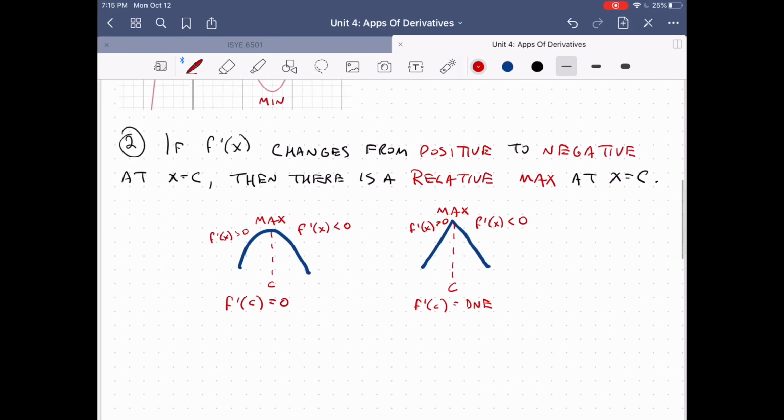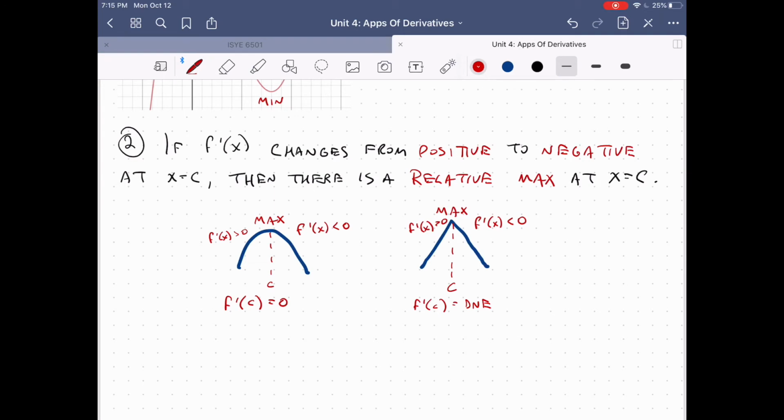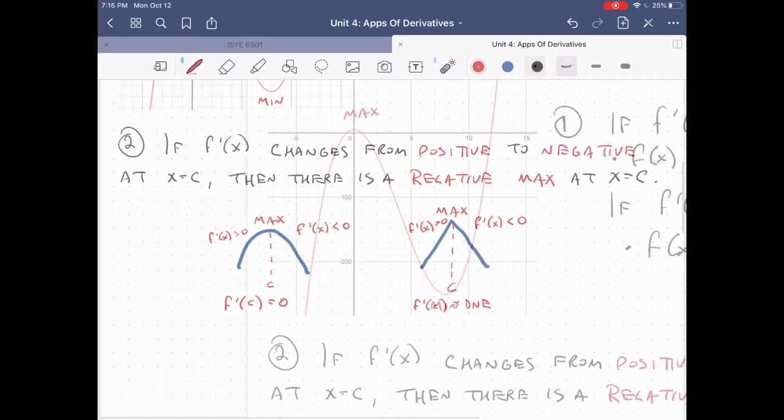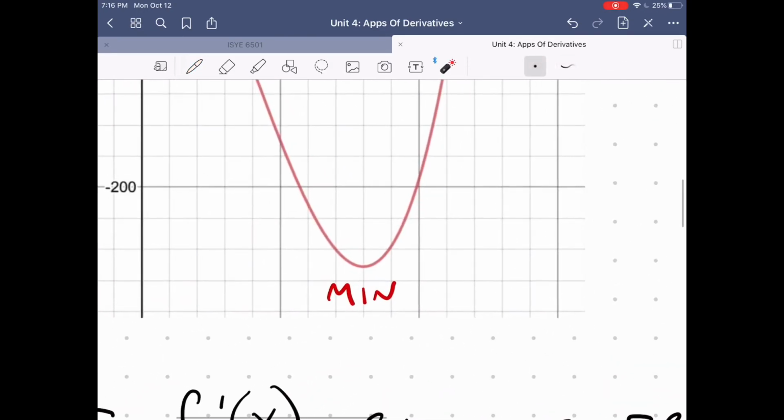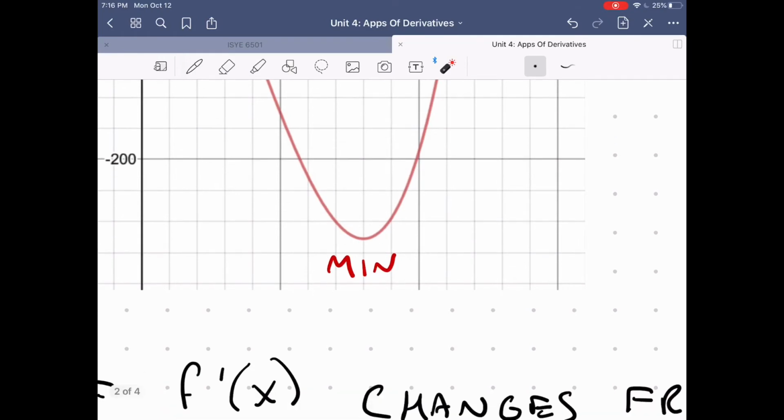So this method works whether f prime of x is equal to 0 or if f prime of x does not exist. So let's look at our graph again, and let's focus on this minimum point. So f of x has a minimum point somewhere in this area. And if we look to the left of that minimum point, the graph is decreasing. And then to the right of that point, the graph is increasing. So that's how we can find that you have a relative minimum.